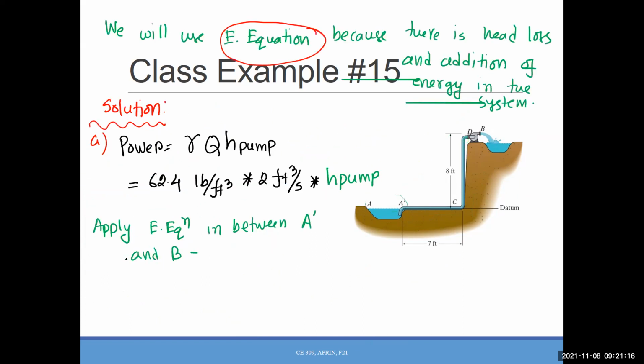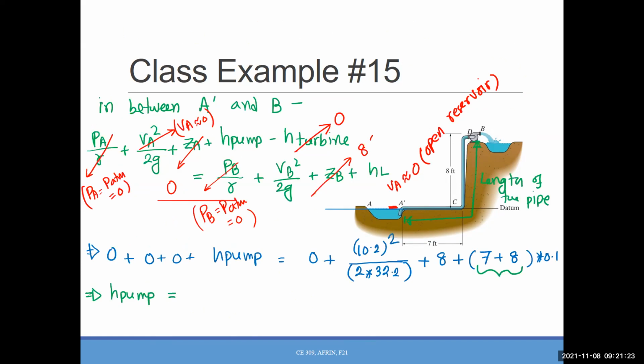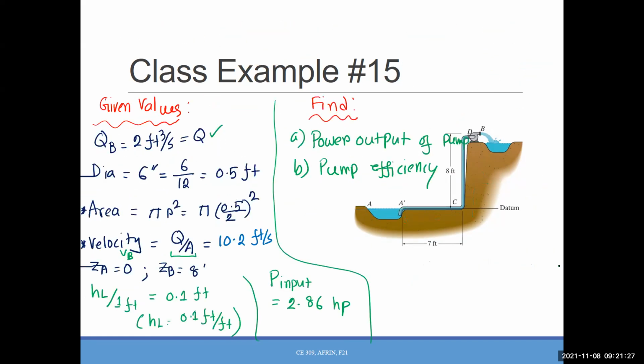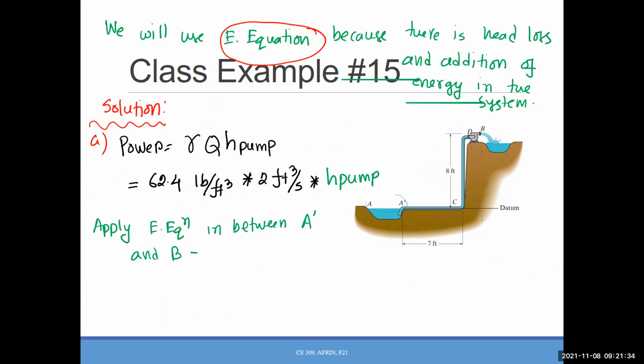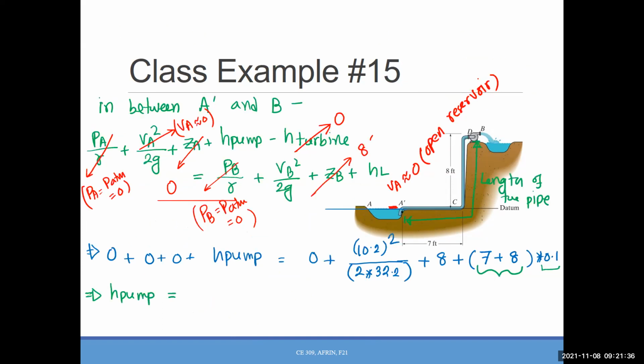And what was the other question? Where's the 7 times 8 after head loss? Oh, here. So 0.1 is what? Head loss per unit length of the pipe, right? So we need to know the total length of the pipe. So what is the total length of the pipe? From this point to this point is 15, right? Okay. So what pump head did you get?